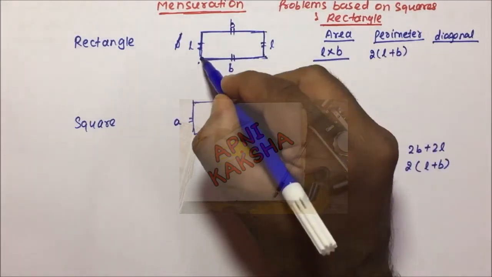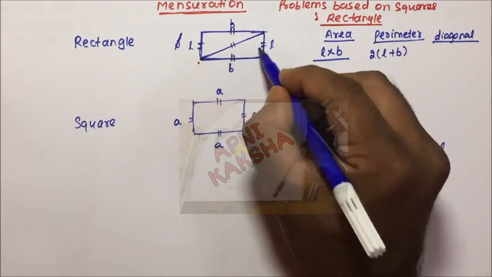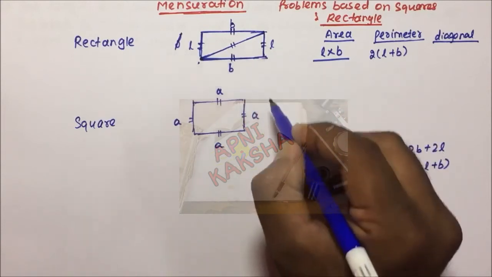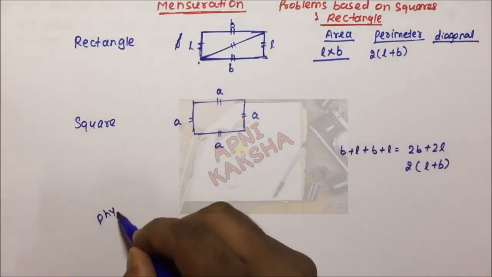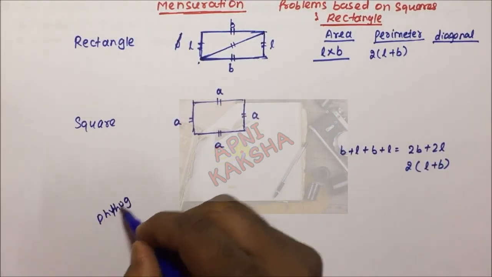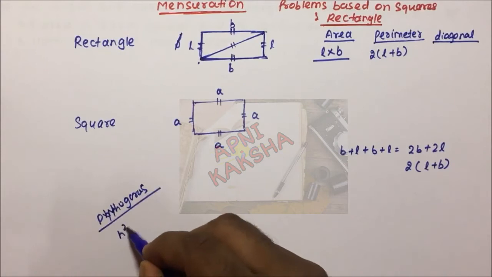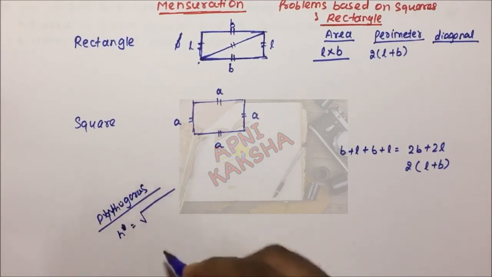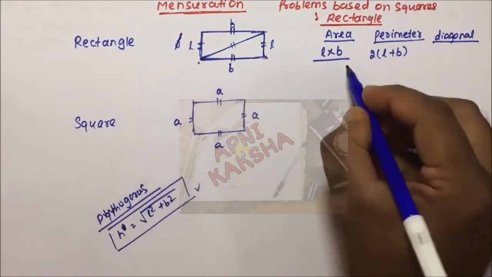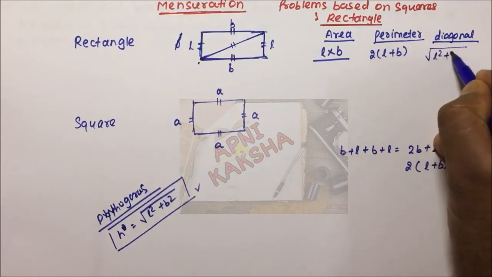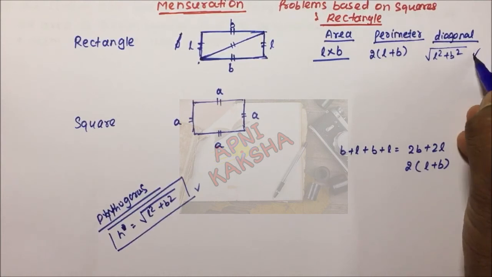Okay. Now, if we talk about the diagonal, then this will become your diagonal. Diagonal will be nothing but the square root of length square plus breadth square. The reason is that this will become your hypotenuse, and if we use the Pythagoras theorem, hypotenuse square will be equal to length square plus breadth square. So here it will be the square root of L square plus B square, and that will be our diagonal. So these three things are very important as part of the rectangle, and you have to keep this in mind.